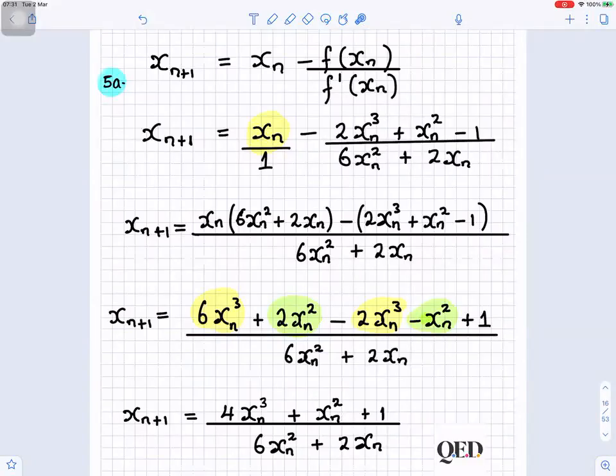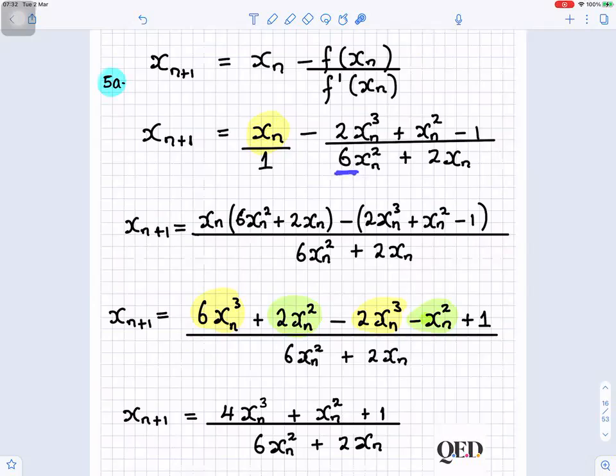So for question 5a, we were going to use this formula: x_(n+1) = x_n minus f(x_n) over f'(x_n). So we have x_n, which we can write as x_n divided by 1. And then f(x_n) is 2x_n cubed plus x_n squared minus 1, divided by 6.